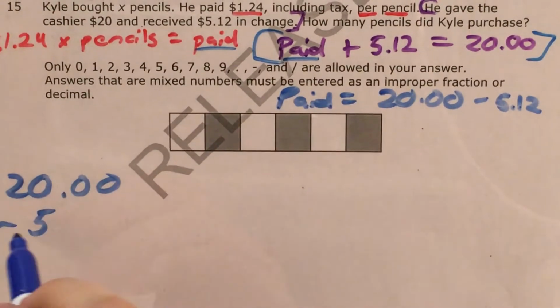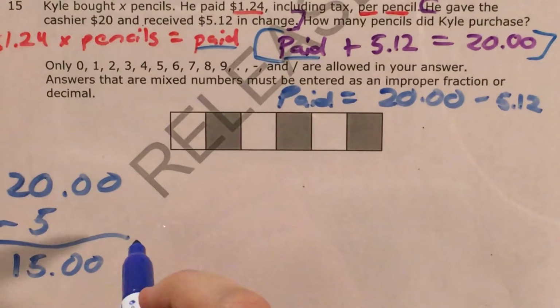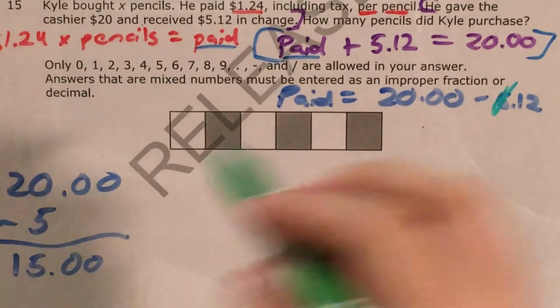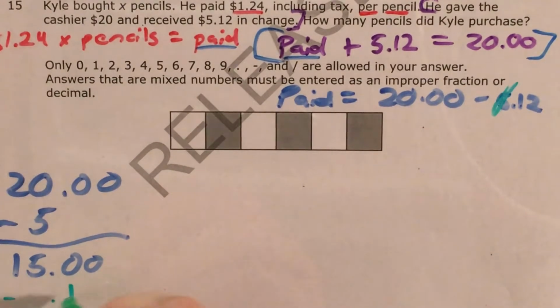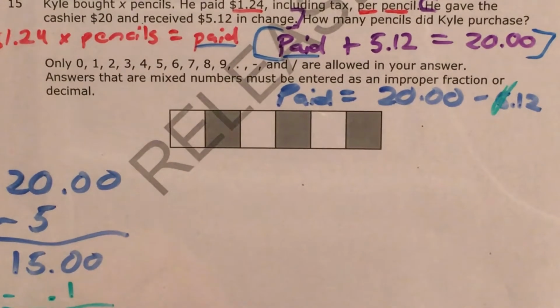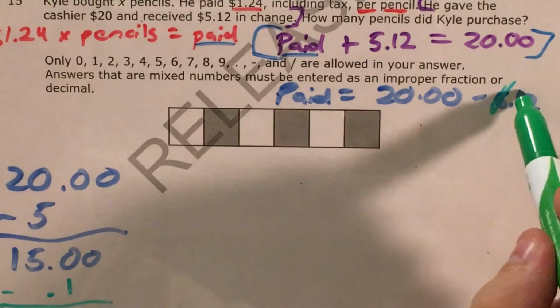So I'm going to start by subtracting $5. $20 minus $5 is just going to give me $15. Next, so I'm done with my $5. I subtract 10 cents from that. Now this is like 150 dimes minus 1 dime. It gives me 149 dimes. So that's $14.90.